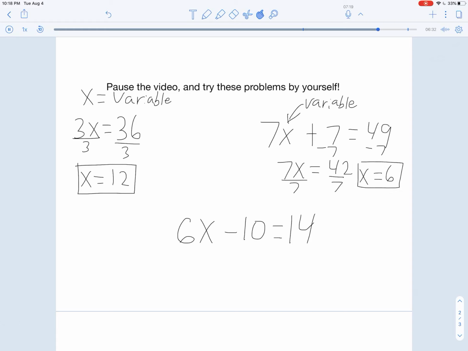All right, our last one. 6 times x minus 10 is equal to 14. Now, obviously, we're doing subtraction here, 6x minus 10. So the opposite of subtraction is addition. So we add 10 to both sides. 6x is equal to 24. Now we're multiplying, so we do the opposite and divide both sides. And x is equal to 4.